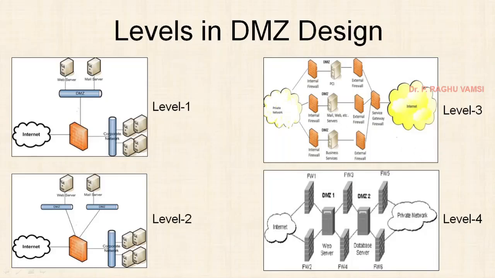Now in level 4, it has become too complex. It is just like a nested design: firewall 1, firewall 2, firewall 3, firewall 4, firewall 5, firewall 6, and then the private network. That means heavy filtering will be happening in level 4. And one more thing, as the number of layers increases, the cost of affording these firewalls and switches, and at the same time IDPSs, will also increase. All these are hardware based. Purchasing hardware is also very difficult.